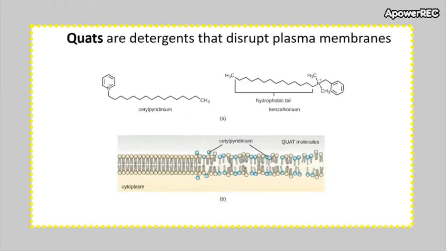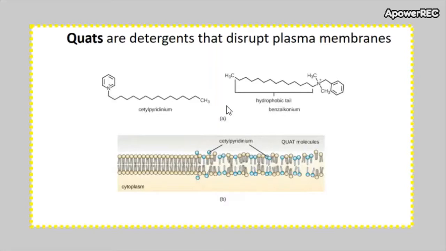Quats are a type of detergent that disrupt the plasma membranes. So here we have acetylpyridinium, and it looks like this here. We have what we call an aliphatic or hydrophobic chain, this hydrocarbon chain with no oxygens attached to it, which is very similar to what we see in the fatty acids in the bilipid membrane. And it's attached to this cyclic ring here with a nitrogen.